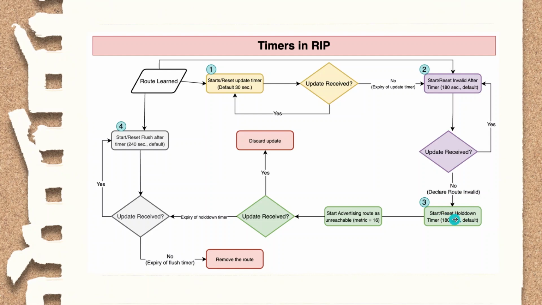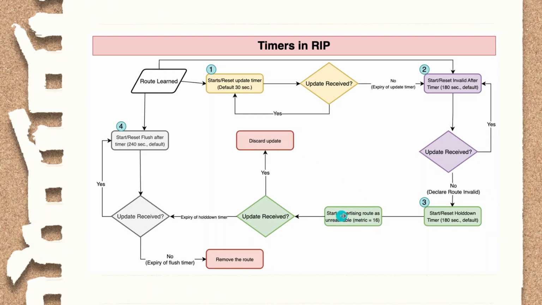After that 180 seconds, we'll start advertising the route with the metric value 60, because we didn't receive any update. We waited for 180 seconds and still didn't receive any updates, so we withdraw the route and advertise it with the metric value 60. In between, if we receive any update, we'll discard it.